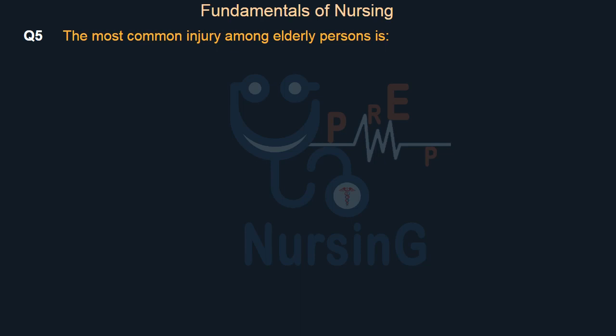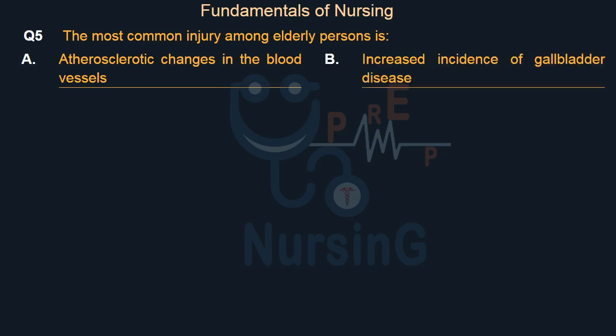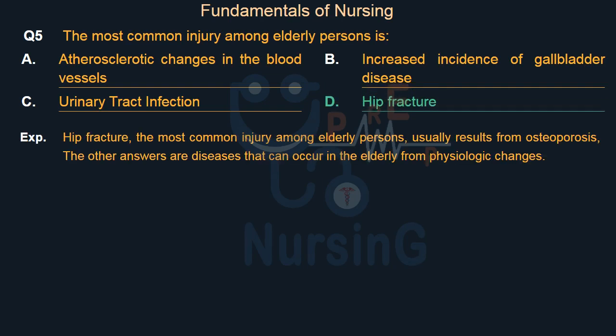The most common injury among elderly persons is: Option A. Atherosclerotic changes in the blood vessels. Option B. Increased incidence of gallbladder disease. Option C. Urinary tract infection. Option D. Hip fracture. Right answer is Option D. Hip fracture. Hip fracture, the most common injury among elderly persons, usually results from osteoporosis. The other answers are diseases that can occur in the elderly from physiologic changes.